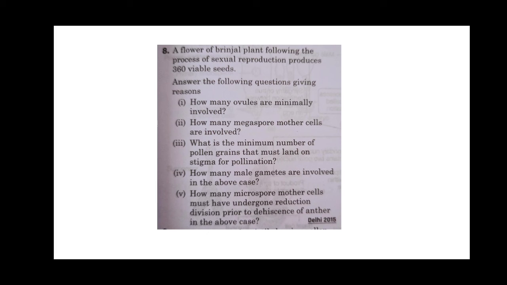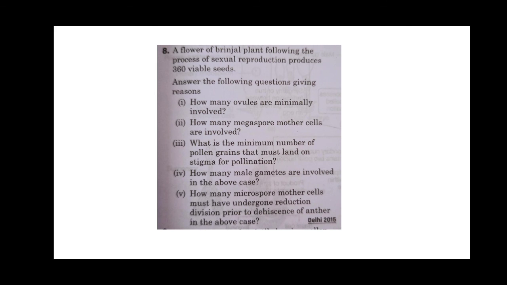Next, number three: what is the minimum number of pollen grains that must land on the stigma for pollination? The fourth: how many male gametes are involved in the above case? And finally, number five: how many microspore mother cells must have undergone reduction division prior to dehiscence of the anther in the above case? Those are the questions.